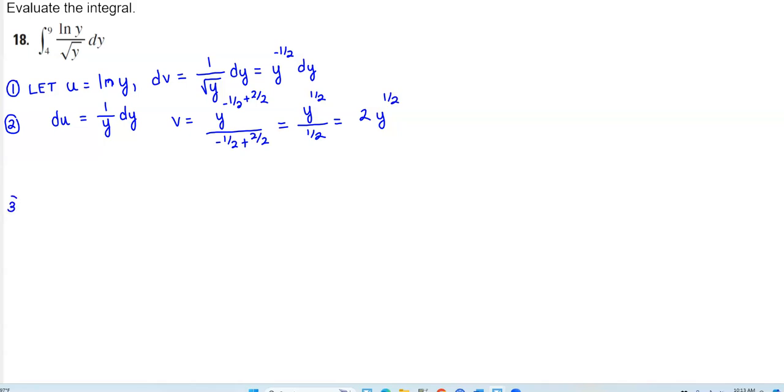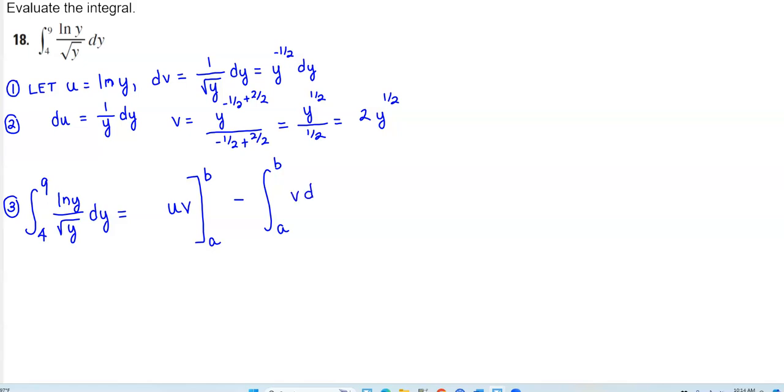Now let's go ahead and write our problem here. So we have our lower bound of 4, upper bound of 9. We have the natural log of y over the square root of y dy. So writing out our formula, u times v, going from a to b, minus the integral going from a to b, v du.